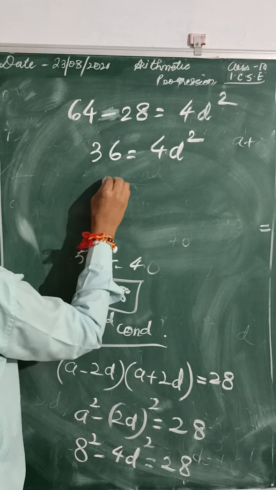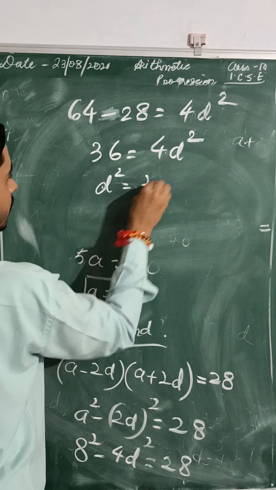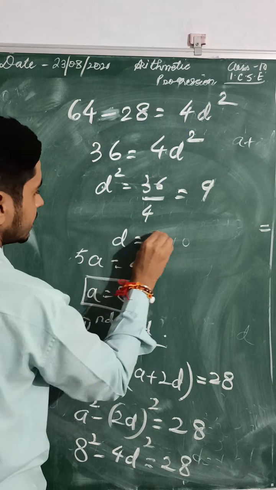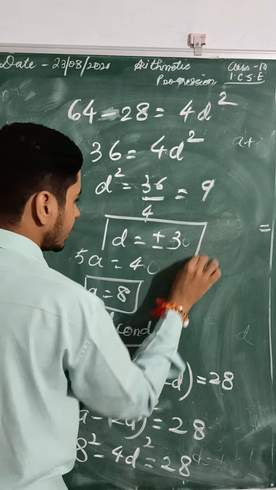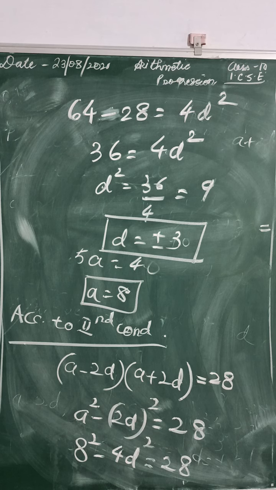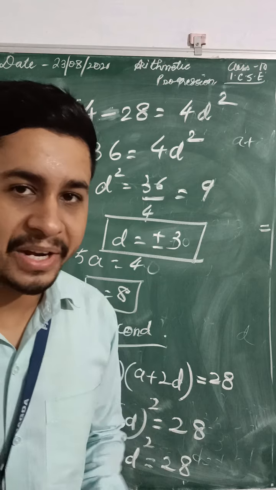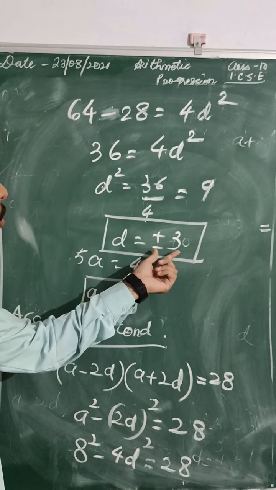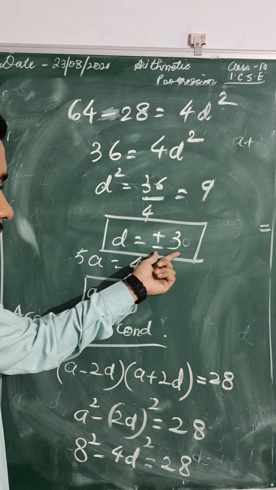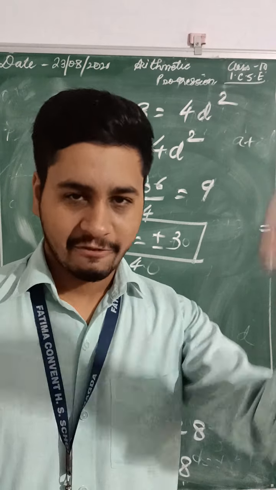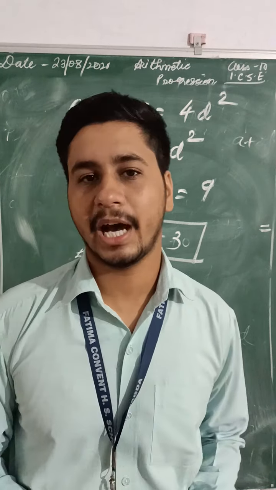Taking 4 here, so d square is equal to 36 by 4, which is 9. So d is equal to plus minus 3. We got d is equal to plus minus 3. A we got 8. Now you know how to find the 5 numbers. For both of the cases, that is for d equal to positive 3 and d equal to minus 3, find the 5 numbers and you will get the answer.